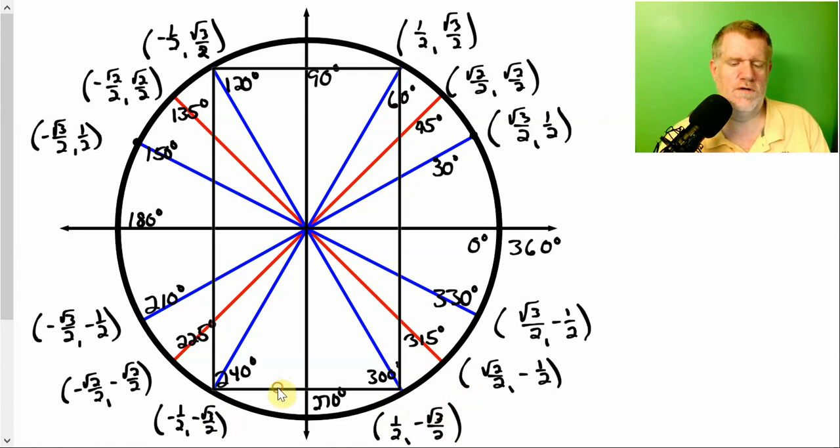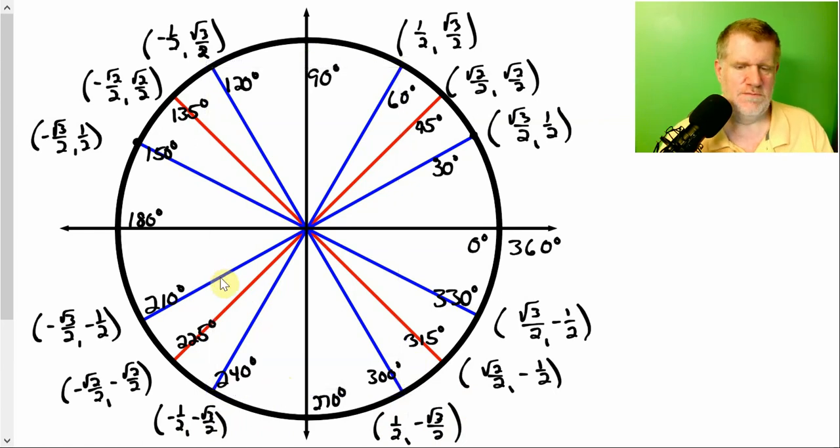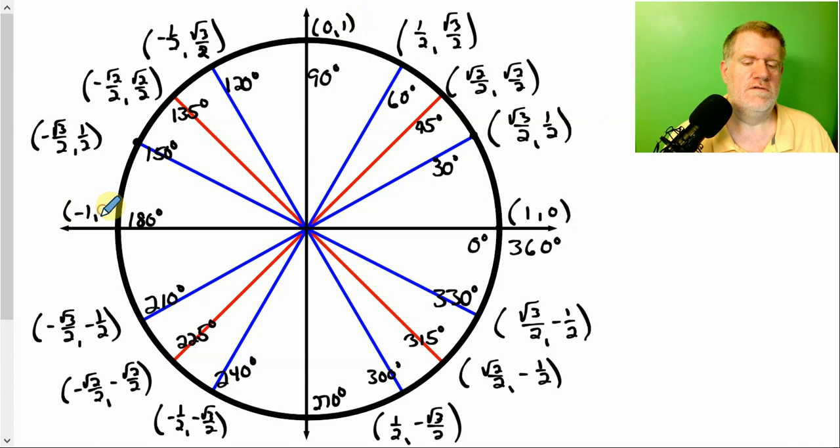And we are almost done. We kind of missed four rather obvious ones. We didn't do these. All right, so you know these four right here. This is 1, 0. This is 0, 1. This is negative 1, 0. And this would be 0, negative 1. Oh, that's ugly. Let me try that again. 0, negative 1. There we go.